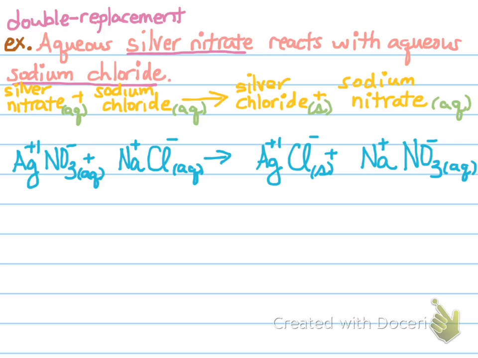So now I want to balance this. As I start to look at this for balancing: 1 silver, 1 silver, 1 nitrate, 1 nitrate, 1 sodium, 1 sodium, 1 chlorine, 1 chlorine. This happens to be a skeleton equation that's also a balanced equation, so I don't have to do anything to balance this. This so far has been review. Hopefully you're pretty comfortable doing that.